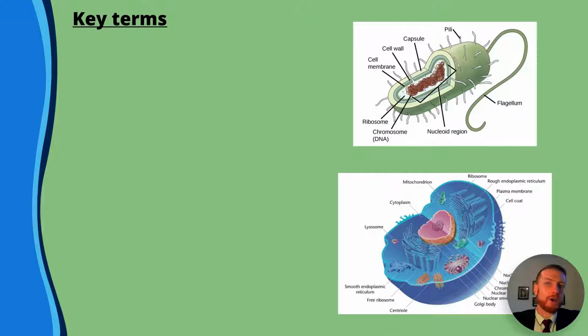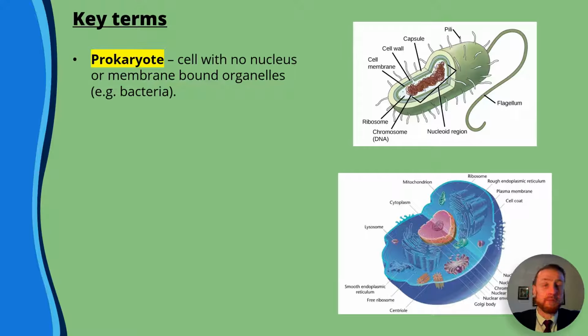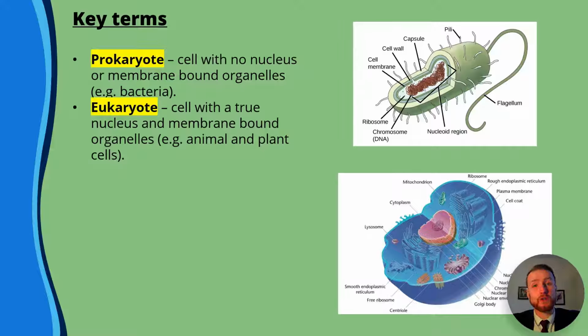Today we're covering BTEC Applied Science and Forensic and Criminal Investigation, Cell Structure and Function. Some key terms you need to know first of all. A prokaryote is a cell with no nucleus or membrane-bound organelles, and a classic example of this is a bacteria. Eukaryotes are cells with a true nucleus. I always say to students, eukaryote, you do have a nucleus. Pro, no nucleus. And eukaryotes include animal and plant cells.